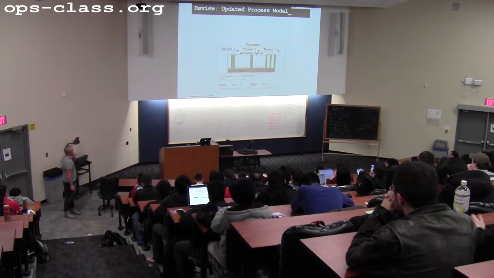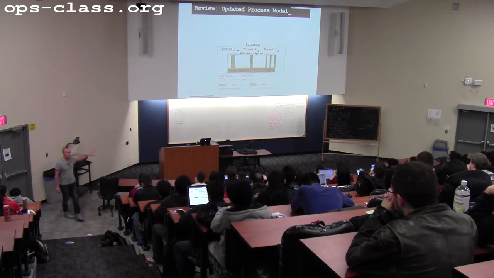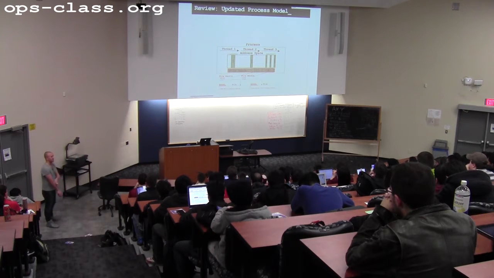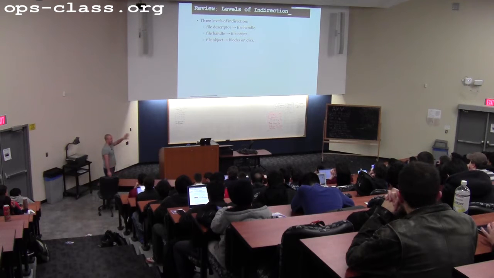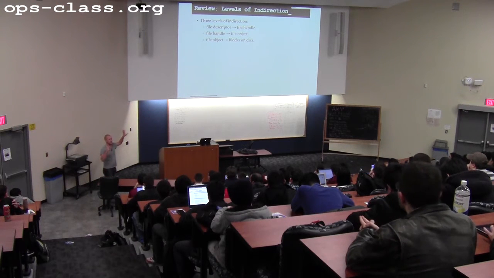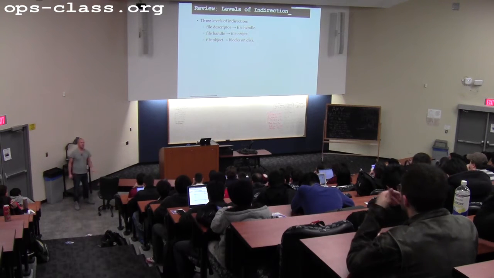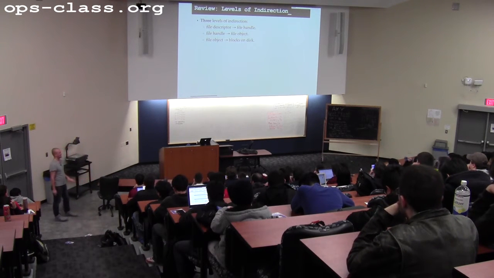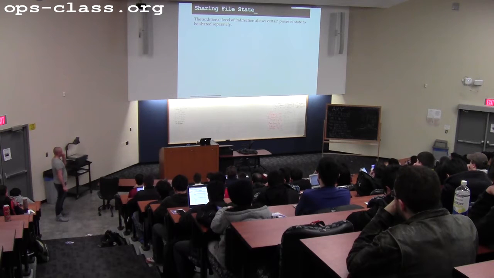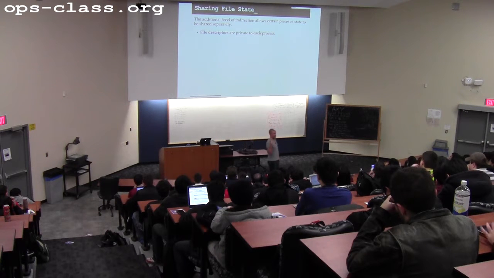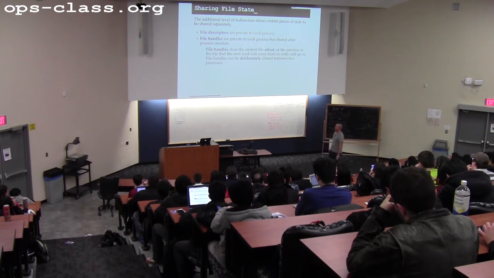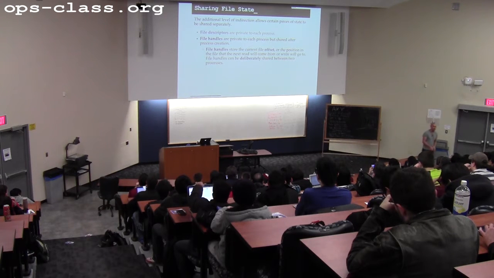Remember, this is the updated process model that we got to, where we introduced a level of indirection so that we could share some things between the parent and child after fork. We had these three levels of indirection from file descriptor to handle to object. You will know this a lot better after assignment two. That allowed us to share a couple pieces of state separately. The file table, which contains the file descriptors, is private to the process. The file handles are private to the process, but they can be shared after fork between the parent and child.